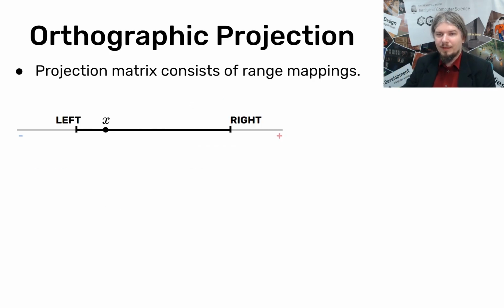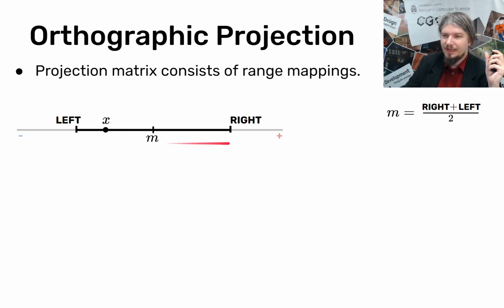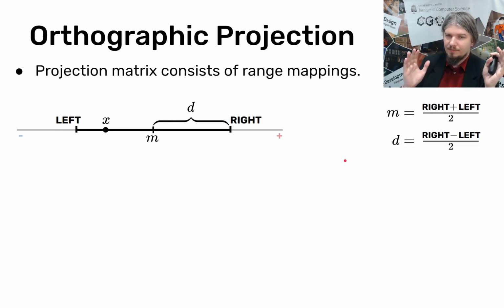Now how do those range mappings work? Let's imagine we have a range from left to right. This is some specific range. We have some values x along this range, and the axis goes from here to here. The first thing we want to find out is the midpoint of this range. This is just right plus left divided by 2, so the middle value in the range. The next value we want to find is this distance d, from the midpoint to the end. So this is half of that length. This is just right, the larger value, minus left, the smaller value, divided by 2, so that's half of the length of this range.